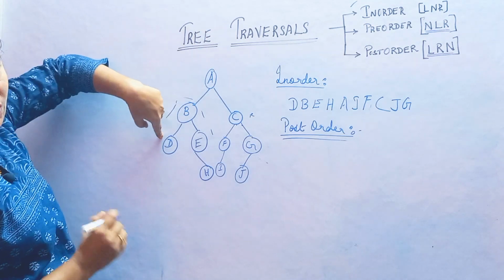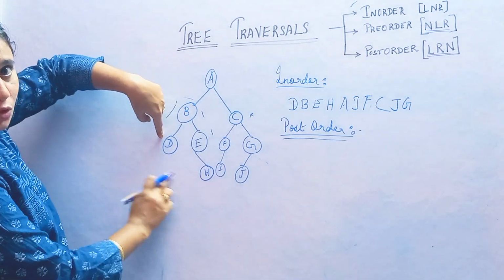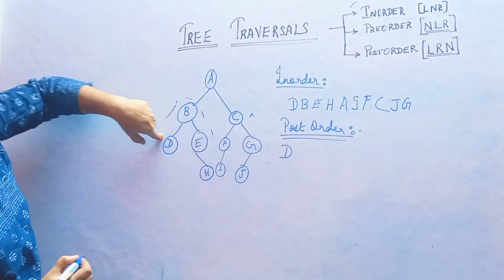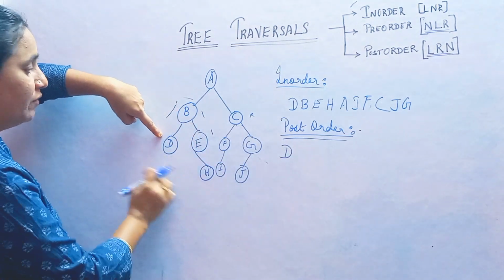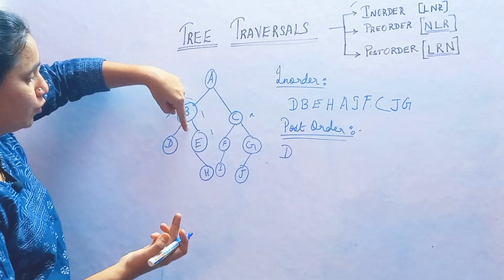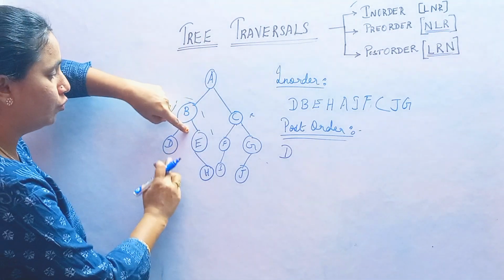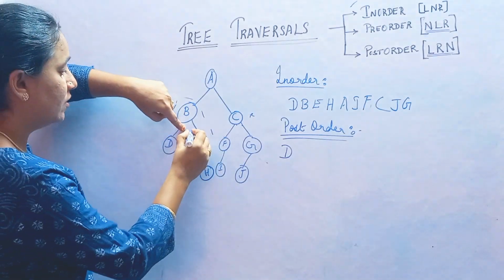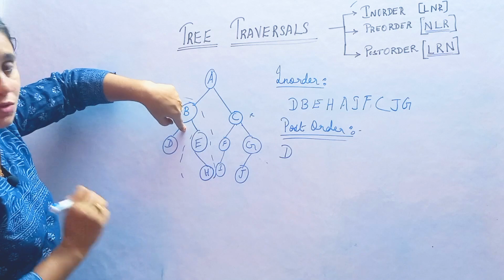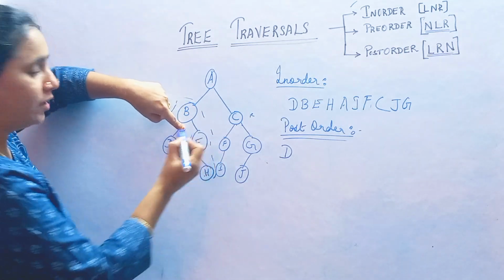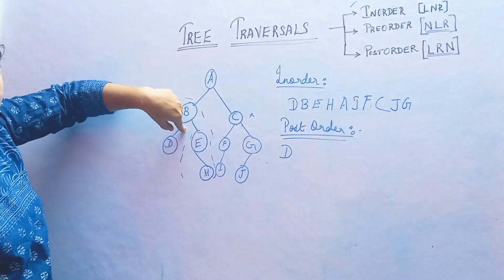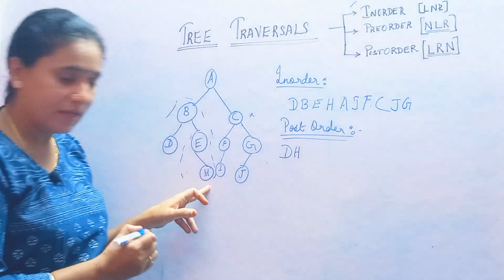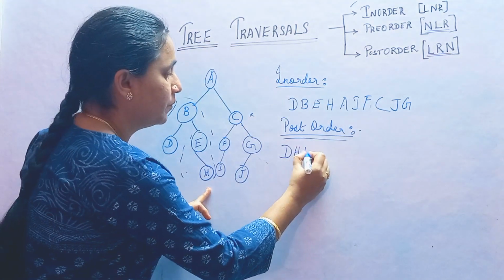So move to D. Do you find any subtree present? No. So I can write here directly D. Okay, so D is finished. So for this, left is finished, isn't it? So now move to right. Can you understand? So can I write E here? No, I cannot write because here it is a subtree. So apply left, right, and then root node. So for left there is no value. Right here has H, and then you move to E.